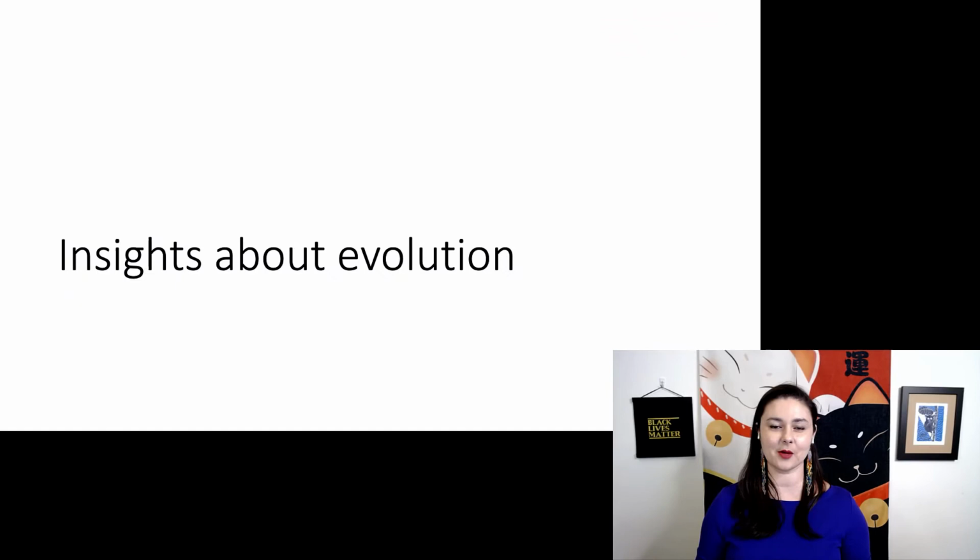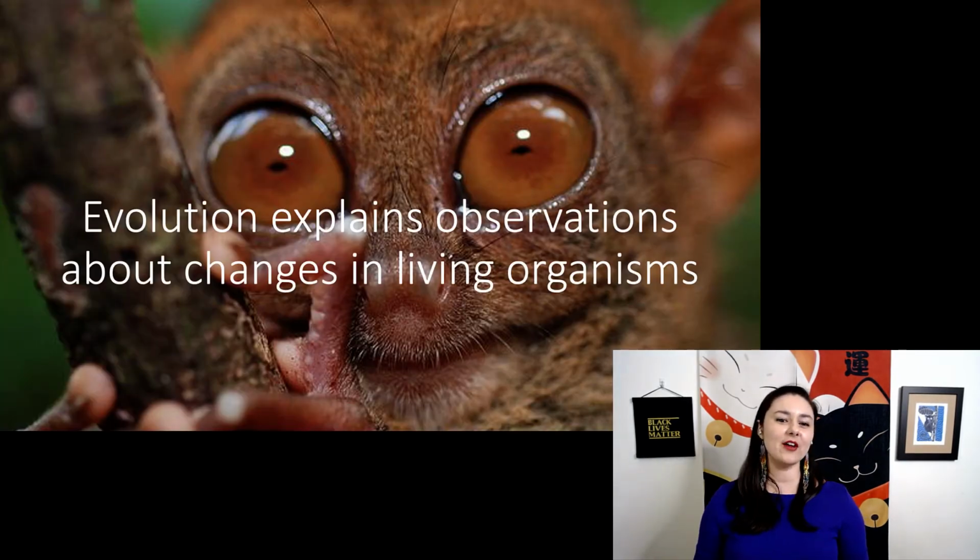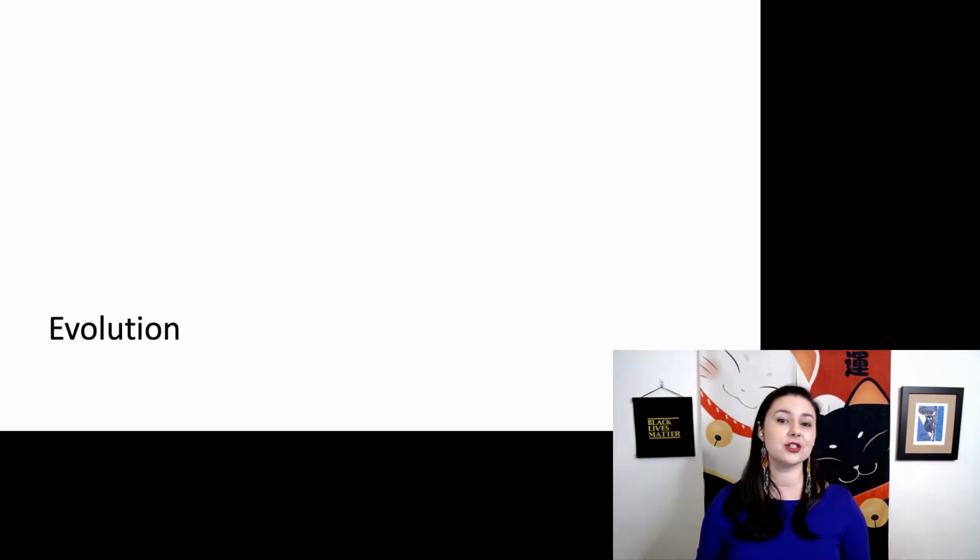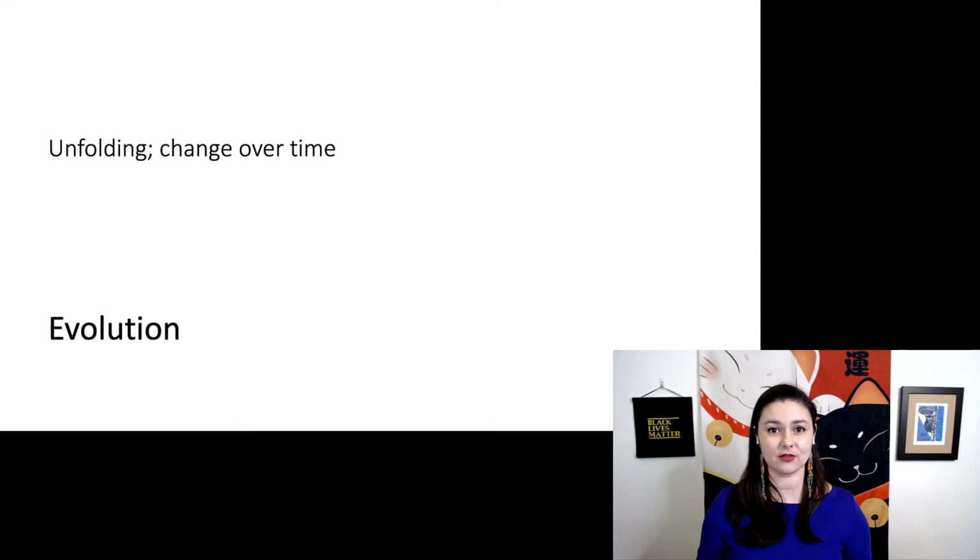So, now that we want to talk about these insights about evolution, let's remind ourselves of the definition. Evolution explains observations about changes in living organisms. Our goal is to go out and observe what exists and see what connections we can draw based on that. The word evolution has been around for a long time, and it actually predates Darwin by quite a bit. The etymology of the word, the root where it came from, means unfolding or change over time. The simplest definition of evolution is simply change over time.